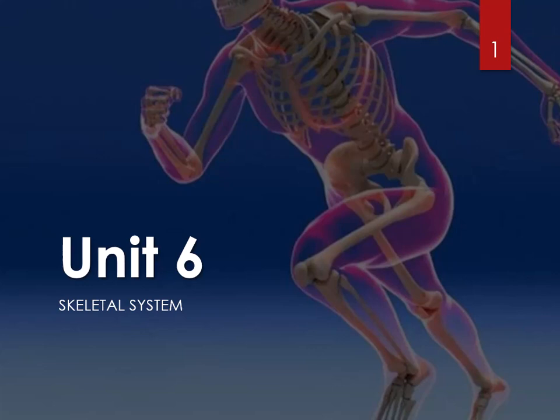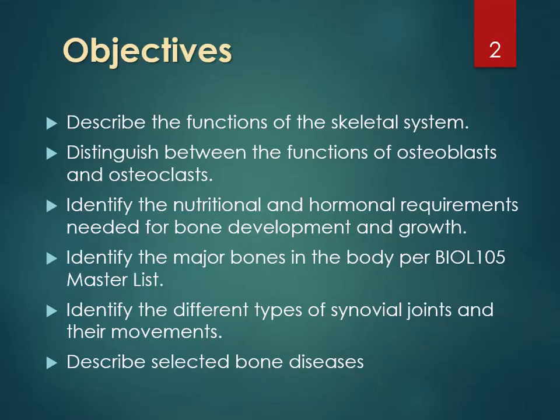This is Unit 6. We're going to talk about the function of the skeletal system. We're going to talk about osteoblasts and osteoclasts. Talk about what you need to grow good bones. We'll list some of the major bones, but mostly that'll be lab. We'll also talk about joints, joint diseases, and some bone diseases.